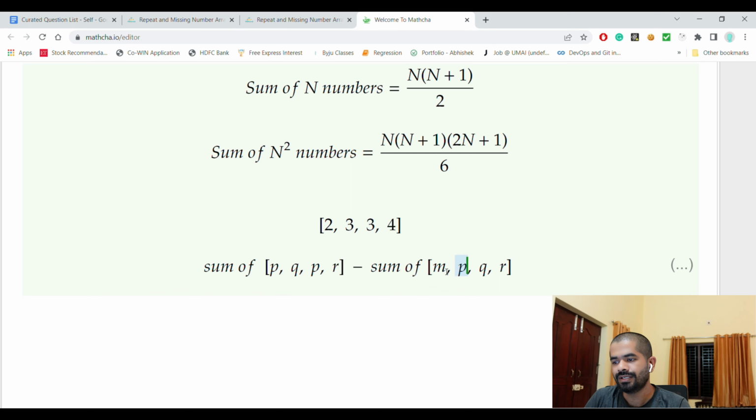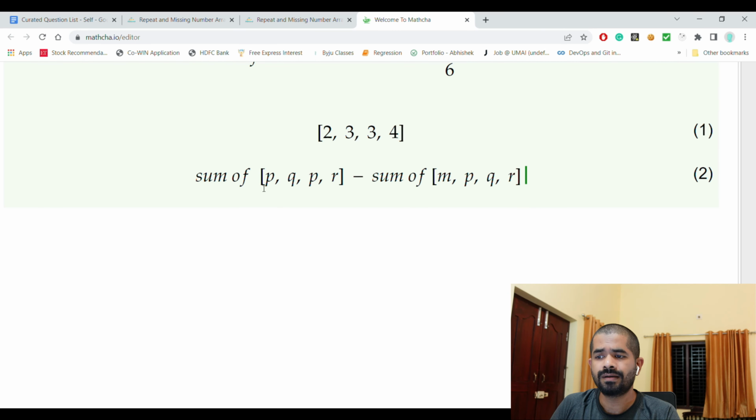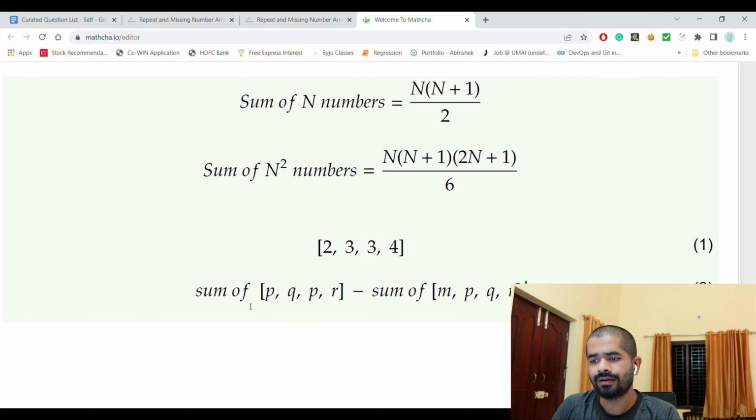M is the missing number that is not there in the given array, which should have been there, but it's not. And P is the number that is duplicated. So the sum of P, Q, P and R, which is the sum of all the elements in the array, we can find out because we have the entire list 2, 3, 3 and 4. We can add it up and find that out.